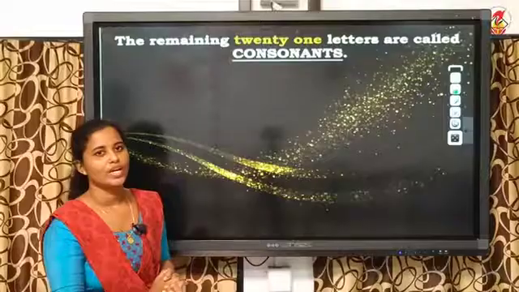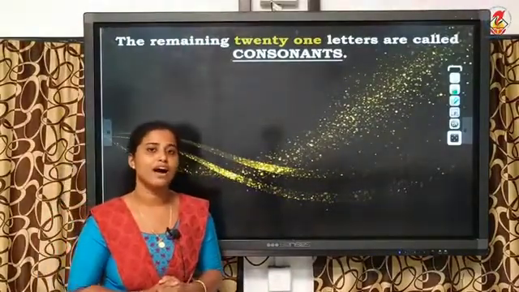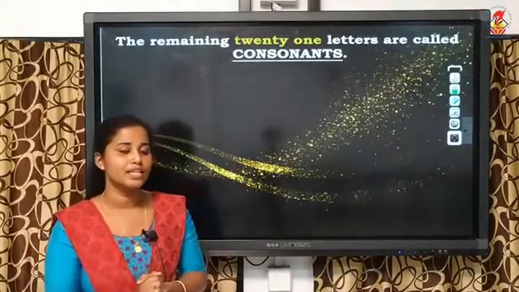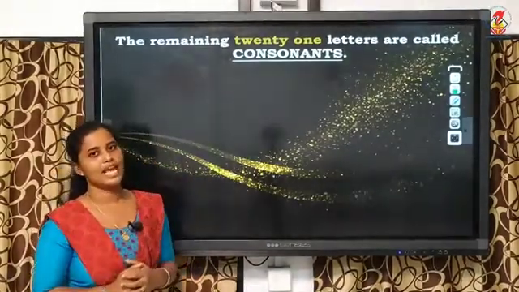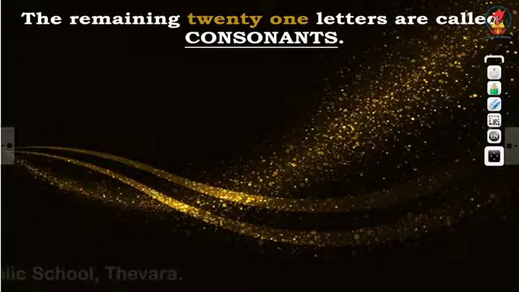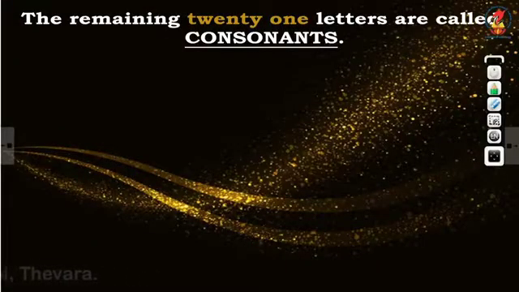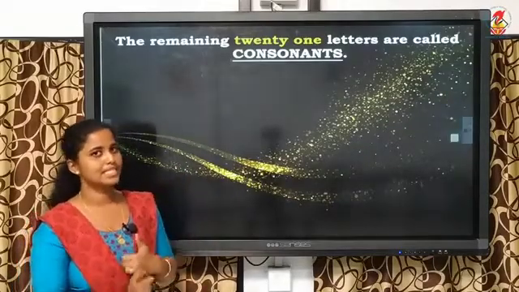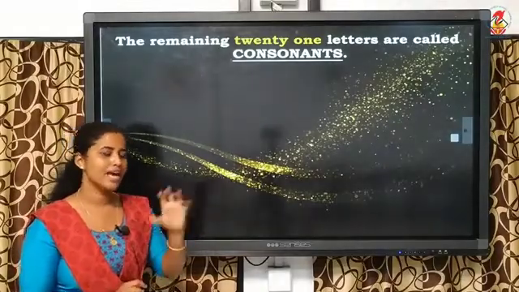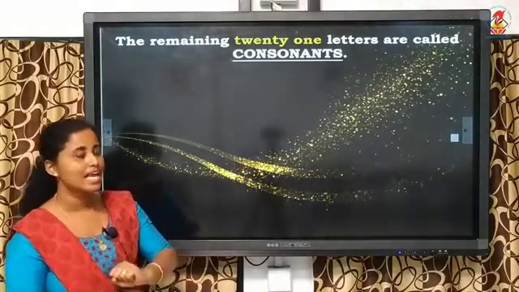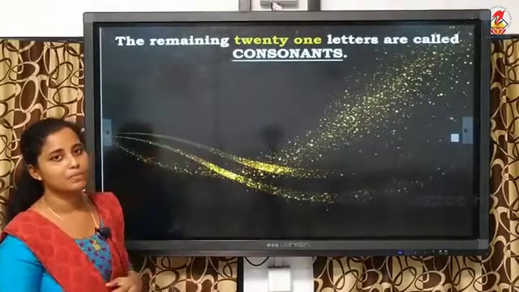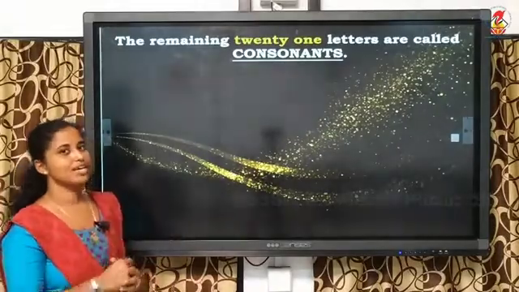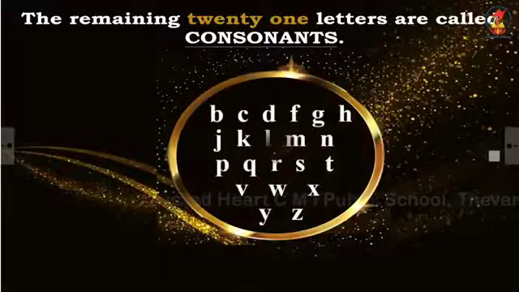Okay, so the second set of alphabets are called consonants. Okay, which are the second set of alphabets? We named it as consonants, and there are 21 letters remaining in the alphabets. Okay, so we learned that we have 26 alphabets, and 5 alphabets are called vowels, and the remaining 21 letters are called consonants. We'll see which are the 21 consonant letters.